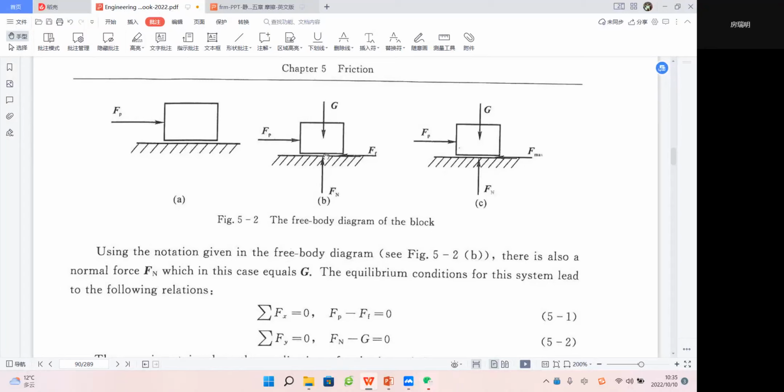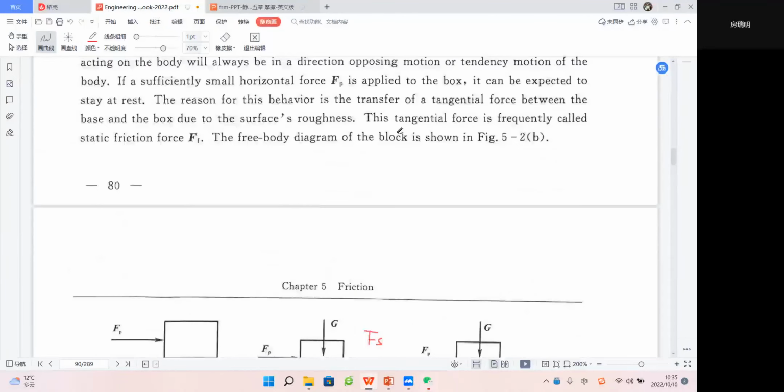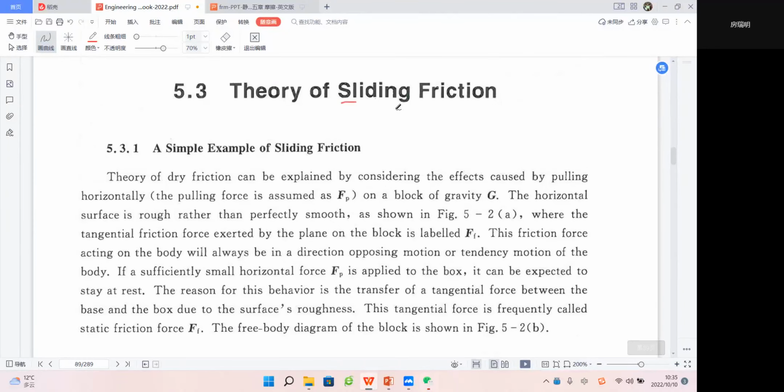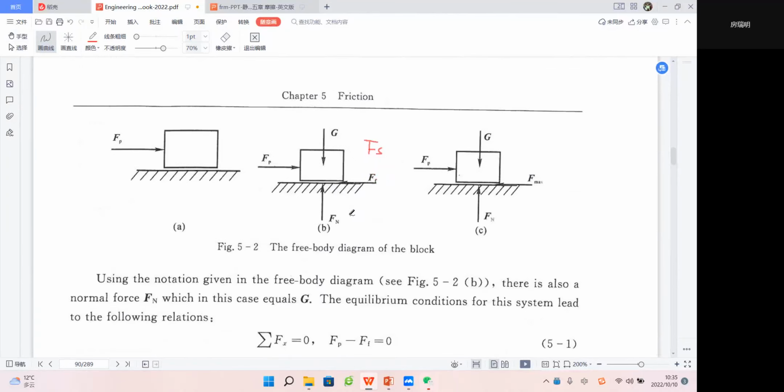So why this box cannot move along X direction when this box is big enough and this FP maybe is little enough, right? So there should be a Fs, right? We can use that Fs. Here, the subscript S means it is a sliding friction, right? We call that a sliding friction, 滑动摩擦.